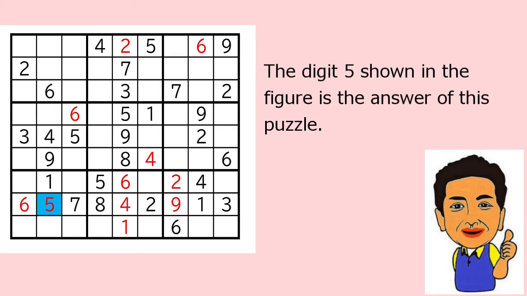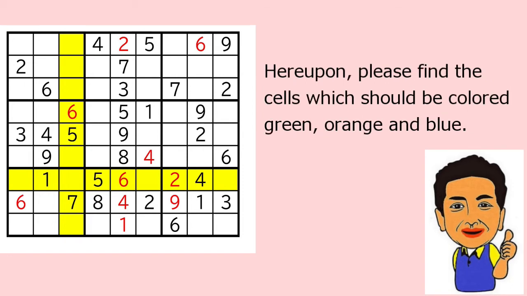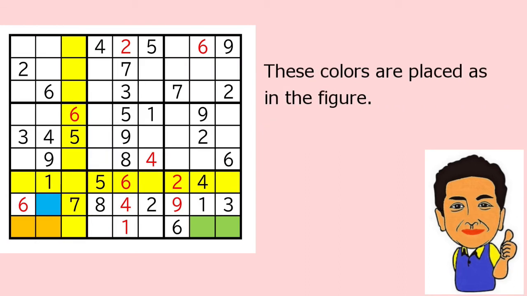The digit 5 shown in the figure is the answer of this puzzle. To get this answer, one row and one column should be colored yellow, as in the figure. Hereupon, please find the cells which should be colored green, orange, and blue. These colors are placed as in the figure.